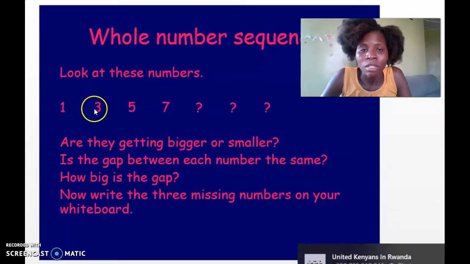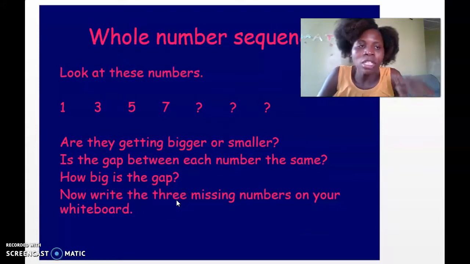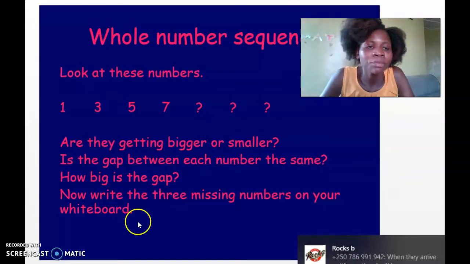If you check 1, 3, 5, 7, are they getting bigger or smaller? Is the gap between each number the same? And how big is the gap? If you realize there's a gap, how big is it? And then the next thing, write the 3 missing numbers on your whiteboard or on your slides. So let's look at the small little things here.